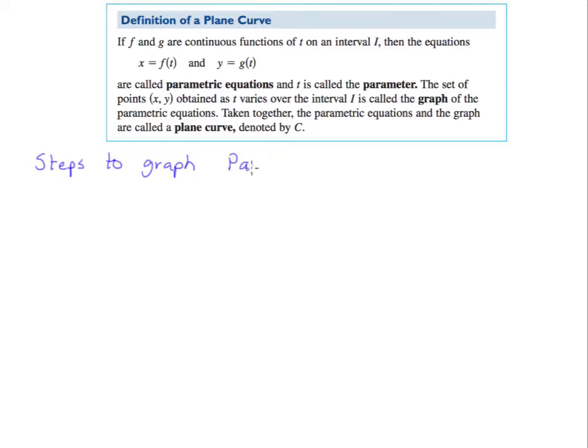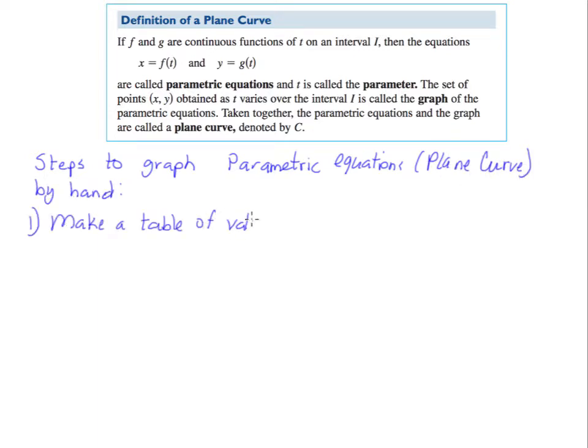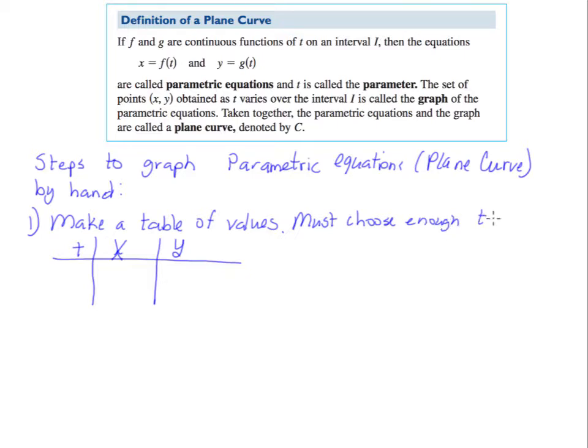Okay, so let's talk about how to graph parametric equations by hand. The first step is to make a table of values. This table is going to have three variables in it: t, x, and y. Next, you'll have to determine some values of t on the given interval that will give you enough information to trace the path of the object. Sometimes you might have to choose more than you originally think. You have to get a good picture of what the object is doing on that entire interval.